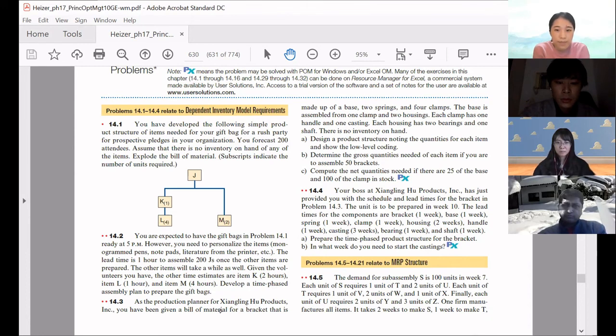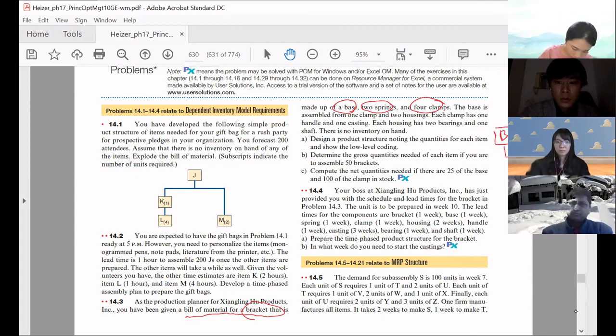Can you read this? Can you see here? Bill of material for a bracket that is made up of a base, 2 springs, 4 clamps. That means this is a bracket. It is made up of base, spring, and clamp. Clamp is 4, base is 1, spring is 2. Wakarimasu ka?